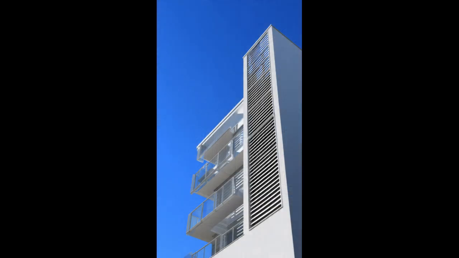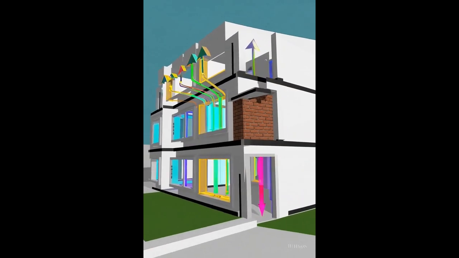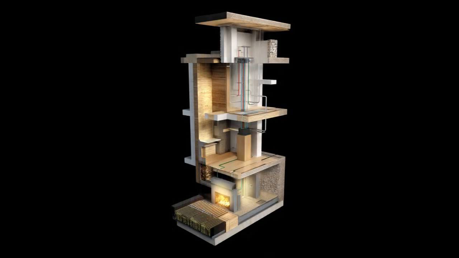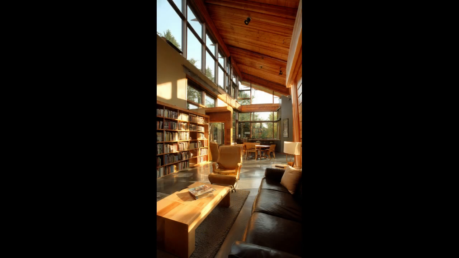Natural ventilation uses wind and temperature differences to cool buildings. Cross-ventilation and stack effect are common strategies. Thermal control is achieved through shading, insulation, and thermal mass. These strategies reduce heat gain and loss.